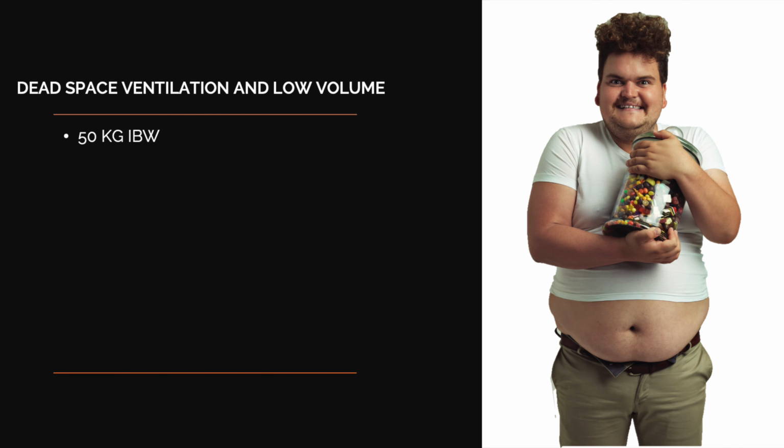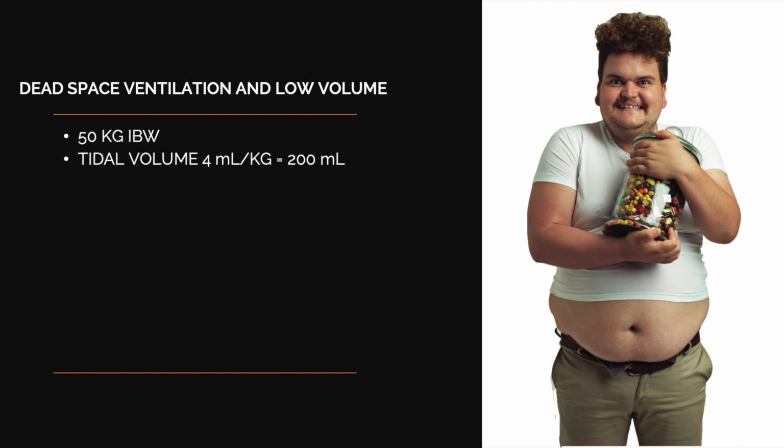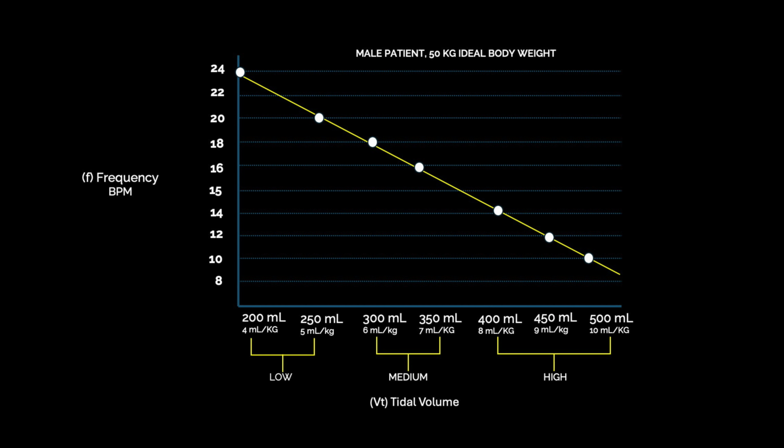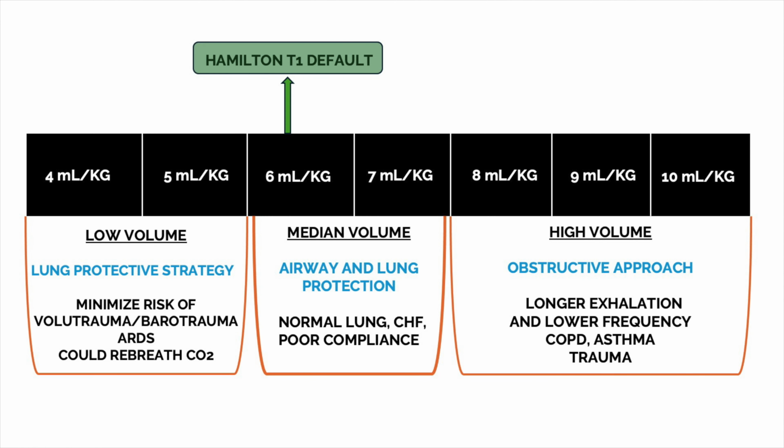Let's look more closely at the patient receiving a tidal volume calculated at 4 milliliters per kilogram with a frequency of 24 breaths a minute to illustrate the potential impact of dead space ventilation. If we limit the tidal volume to only 200 milliliters per breath to accommodate a frequency of 24, we end up with a minute ventilation of 4,800 milliliters or 4.8 liters a minute. That sounds all right, especially if we're worried about limiting volume like in an ARDS patient.